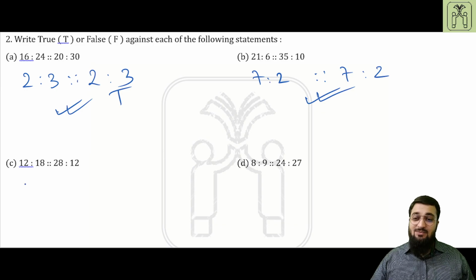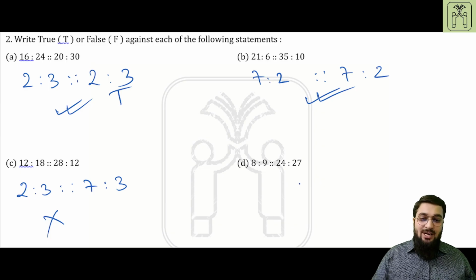Part C, 12 is to 18 will be 6 twos are 12, 6 threes are 18, so 2 is to 3. And this part will be 7, 28, 12. Okay, so this will be divided by 4, and 7 fours are 28, and 4 threes are 12. So they are not in proportion. Coming to the next part.